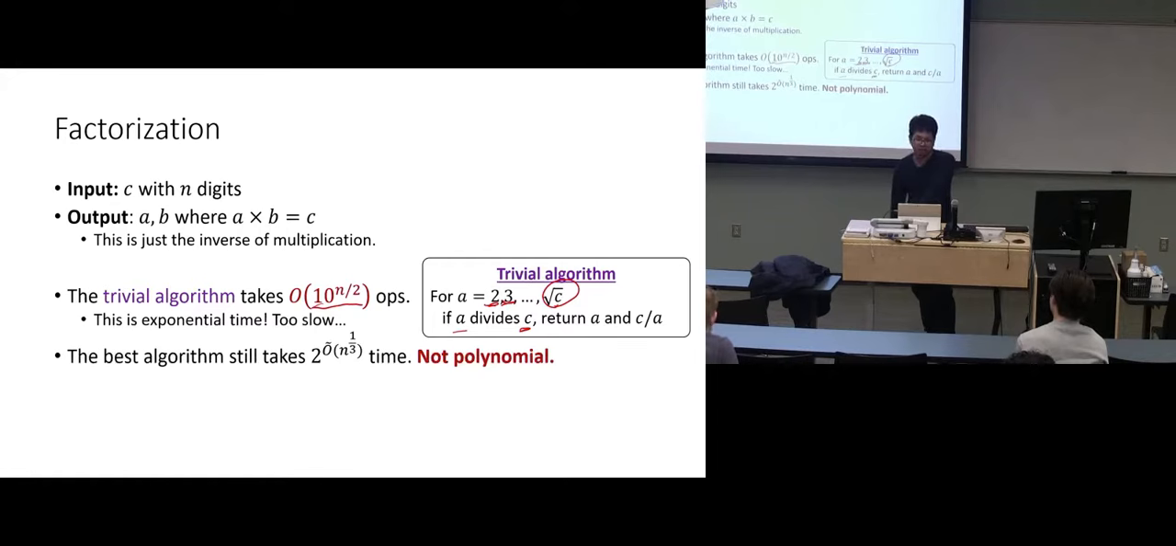It turns out that people have found a super cool algorithm. Still not so fast. It's 2 to the n to the 1/3, which, if you think about it, even compared to this, the previous is super small compared to 2 to the n to the 1/3 when n is big enough. So this is not even polynomial time. So can we do it better? No one knows until now.